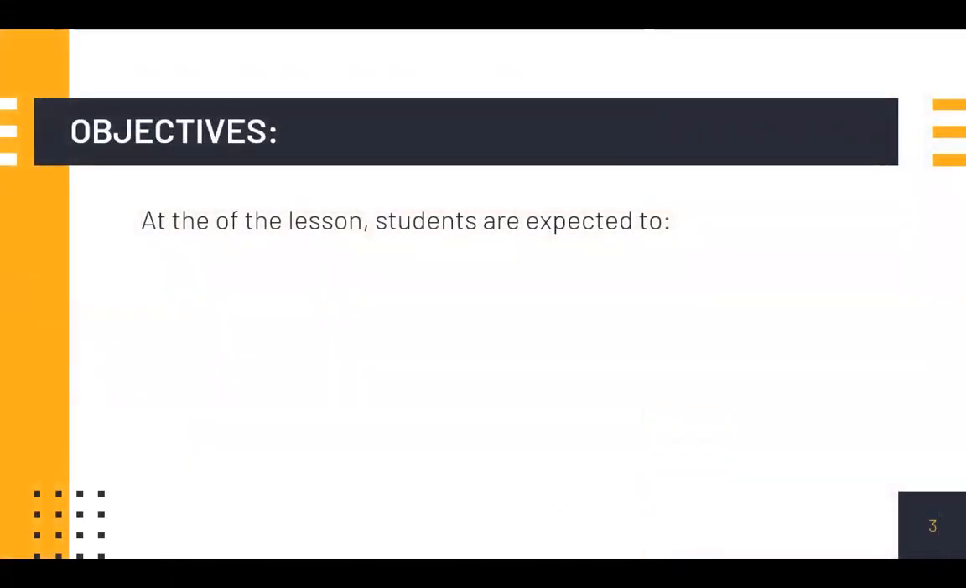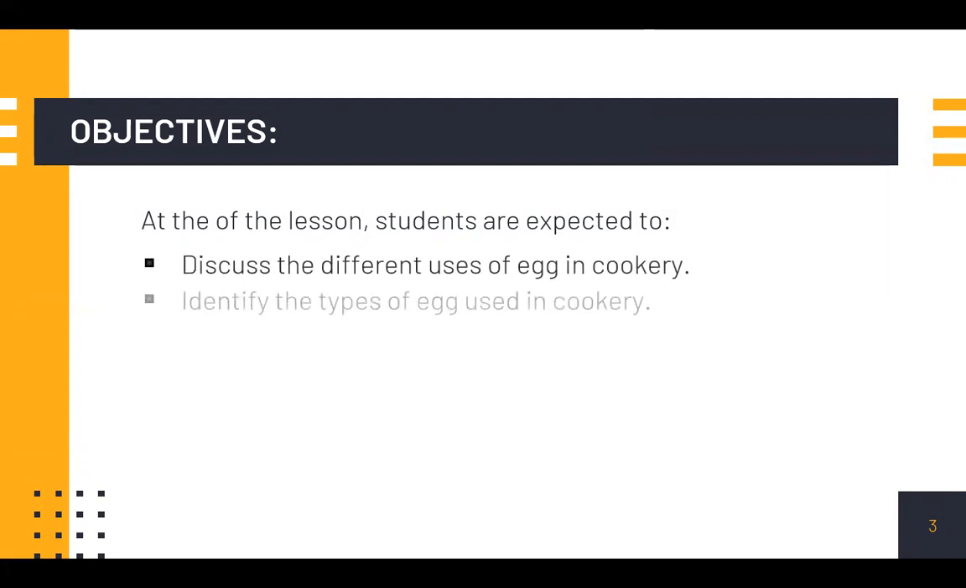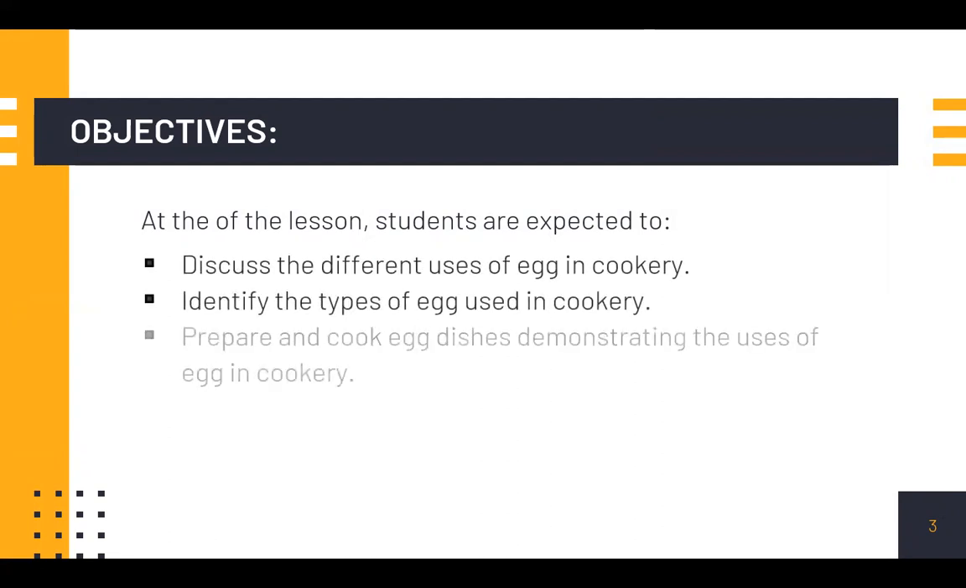The objectives for today's lesson are the following. At the end of the lesson, students are expected to discuss the different uses of egg in cookery, identify the types of egg used in cookery, prepare and cook egg dishes demonstrating the uses of egg in cookery, and identify and demonstrate the different methods of cooking egg.